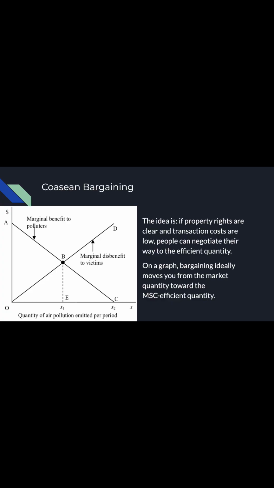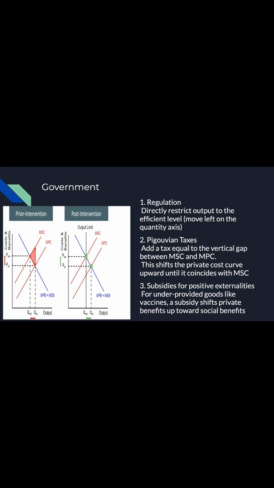The shaded area between the MPC and MSC curves represents the welfare gain from bargaining, essentially the value everyone gets if they negotiate successfully. So, like a win-win solution, pretty much. Coase showed that if property rights are clear and bargaining costs are low, the exact same efficiency point can be reached no matter who owns the rights. The problem is that real-life bargaining usually struggles because of high transaction costs, large numbers of affected people, and enforcement issues. This is why the government has to step in.